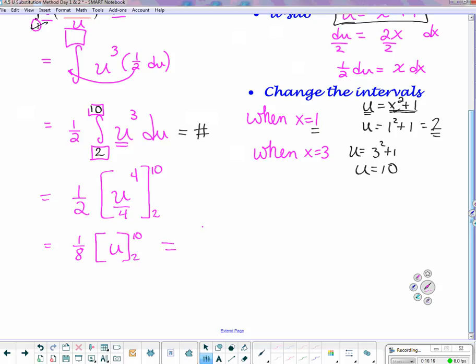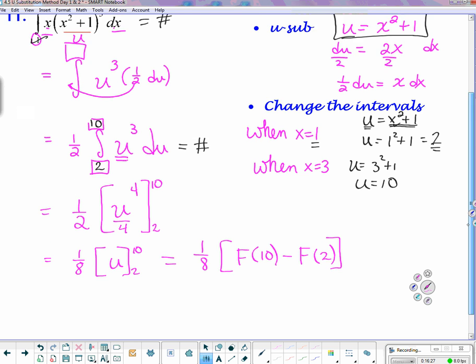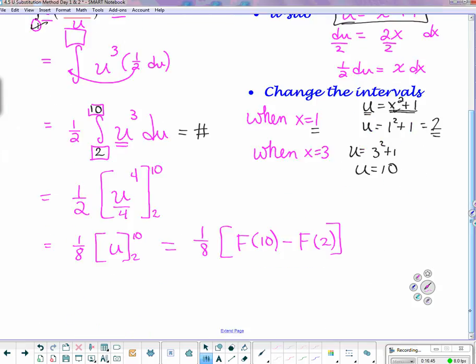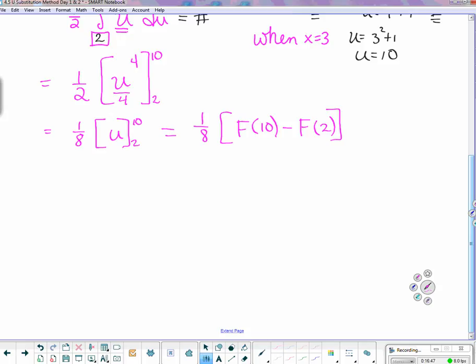And that would mean I'd have 1/8 times, this becomes the f of 10 minus f of 2. Like the theorem said, we can integrate f of u with these new bounds. So this will turn out to be f of g of b minus f of g of a, if you want to think about it in those terms. Okay. Now we just got to plug in, don't we?